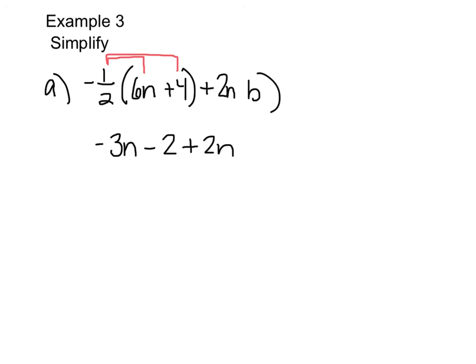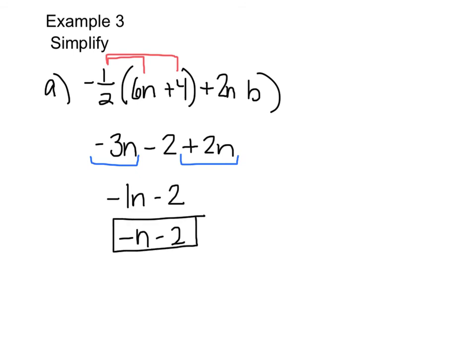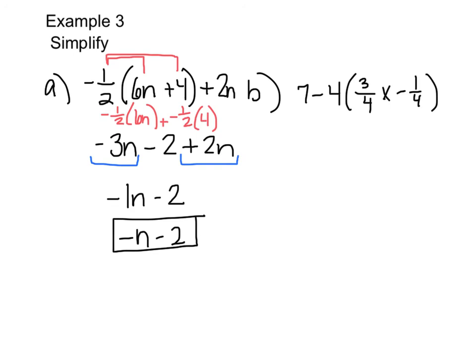The next step is going to be to combine like terms. Negative 3n plus 2n are like terms, so that's going to give us negative 1n minus 2, since we're combining the coefficients. So my final answer can be negative 1n minus 2, or you can leave it as negative n minus 2. Now the step I skipped here is negative 1/2 times 6n and negative 1/2 times 4. Now you could actually write that step if you want to, but you don't have to. If you want to pause the video and do B by yourself, you can.